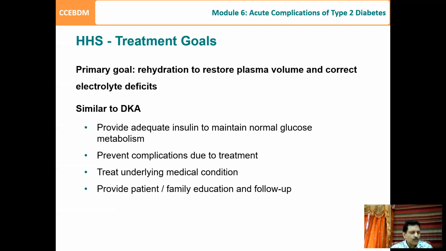Very, very importantly, when we release the patient, we have to educate the patient about taking an adequate amount of water. As I've told you, some of the elderly subjects have a defective thirst sensation, and that is why they don't take water. Because they don't take water, they are more prone to develop hyperosmolar coma.